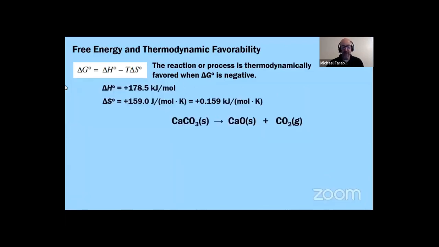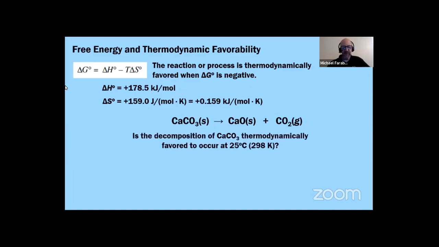Now notice what I did because I was worried about units. So I converted by dividing by 1,000. I went from joules to kilojoules because I wanted the units of delta S to be the same as the units of delta H. So watch out for that. If you're solving problems, pay attention to your units.